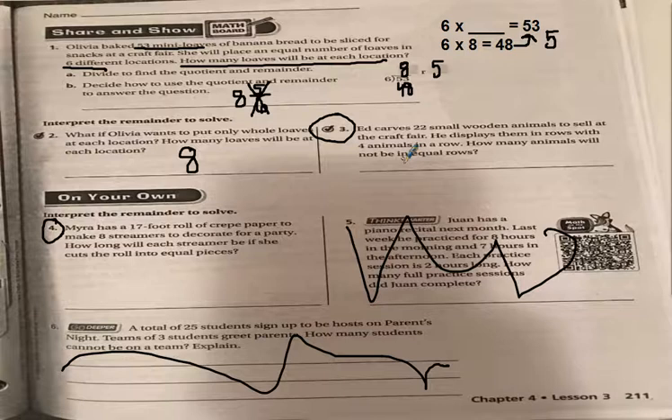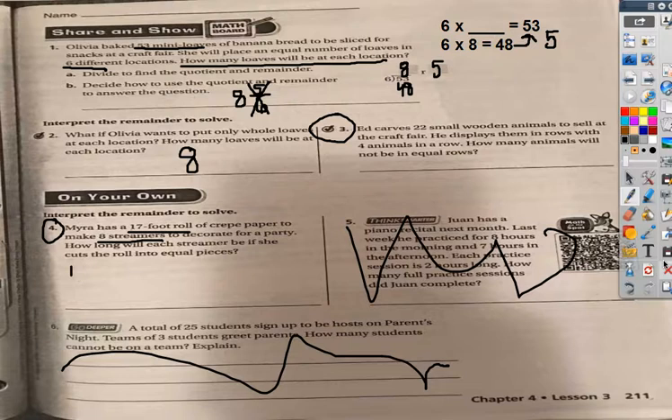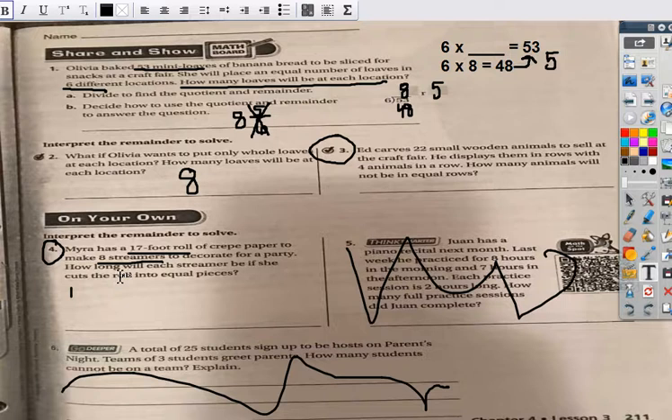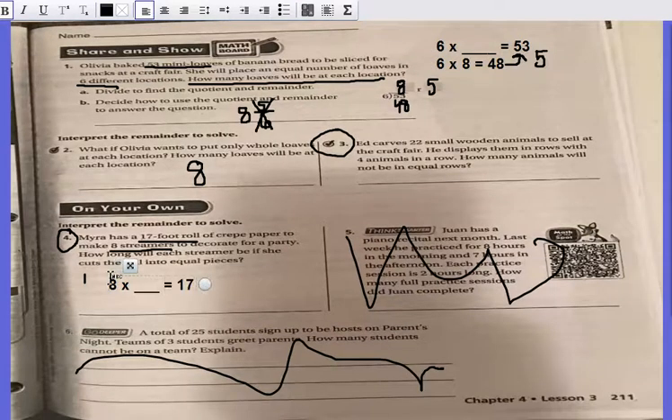See how that goes. Use multiplication to help you, and use what you know about multiplication to help you get there. Okay, number 4, let's do that one. Myra has a 17-foot roll of crepe paper to make 8 streamers to decorate for a party. How long will each streamer be if she cuts the roll into equal pieces? So we have a 17-foot roll, and we have 8 streamers. 8 times something equals as close as we can to 17.